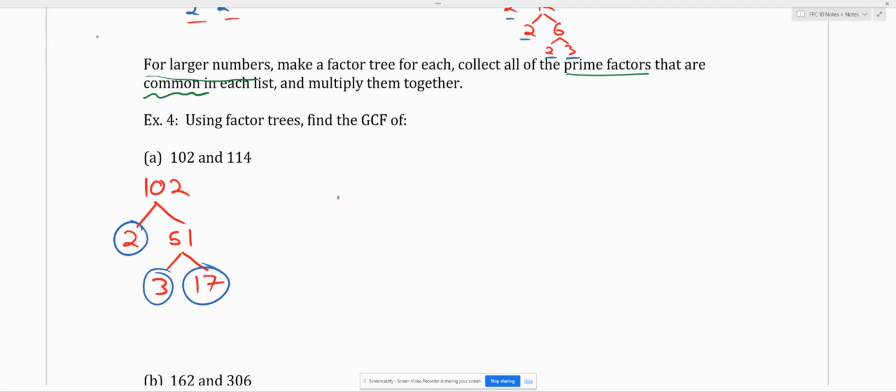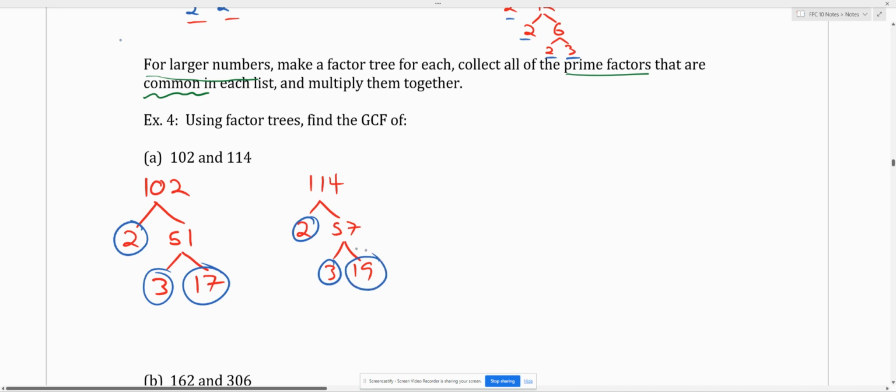And let's do 114. We're going to split that into 2 times 57. And then 57 is not prime either. It is divisible by 3 because 5 plus 7 is 12. You can see why divisibility by 3 is handy. Times 19, and 19 is prime. So we have 2 and 3 and 19.